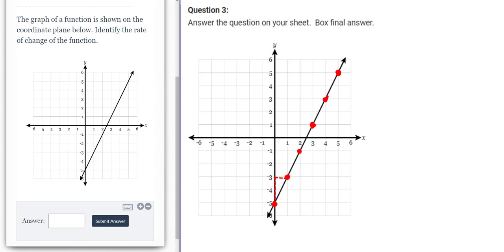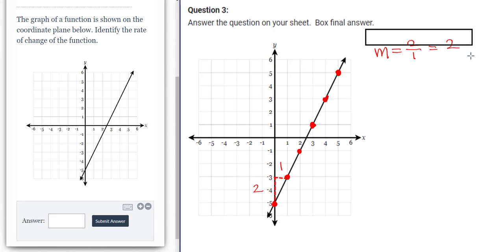So notice in this problem, all I had to do was visually go up 2, right 1. You don't have to write this 2 over 1 right here, because really, to answer the question, I'm just going to write m equals 2 over 1, which really simplifies to just 2. So this actually is my answer, which I can box.